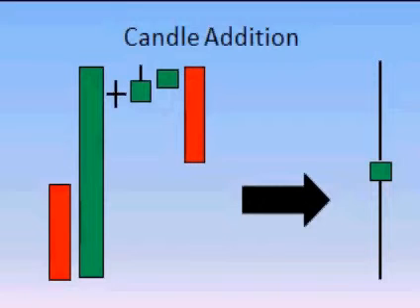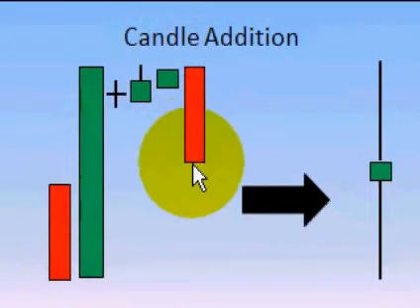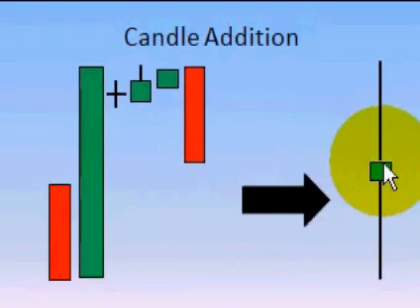Looking at the example we saw before, these candles here, through the process of candle addition, moving from the open of the first candle to the close of the last candle, become the candle on the right.